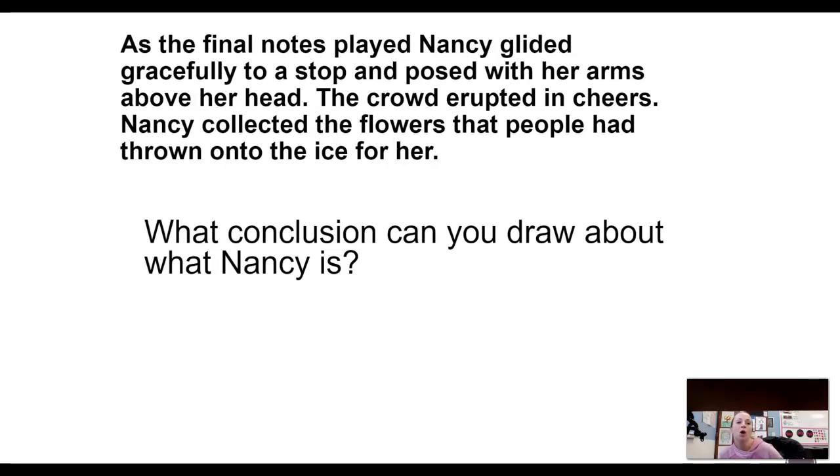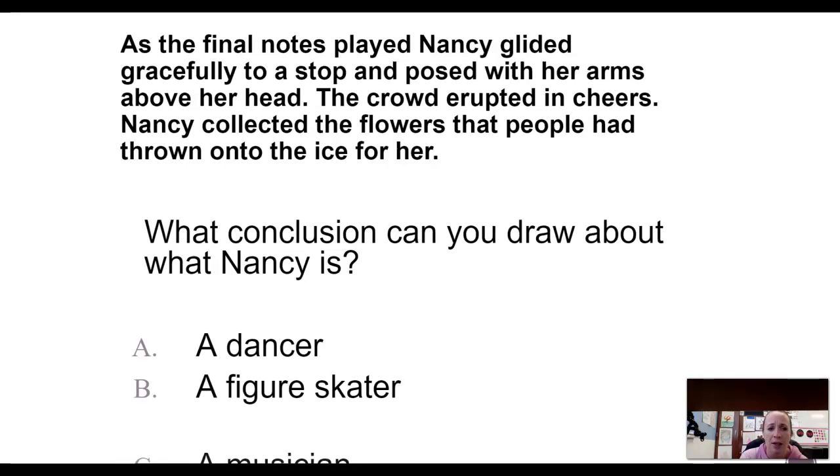What conclusion can you draw about what Nancy is? So we're trying to figure out what she is. So it says there, Nancy glided gracefully to a stop. She posed with her arms above her head. A crowd is cheering for her. She collected flowers that were thrown on the ice. So we have to use those clues to figure out what she is. Well, let's look at our choices. We have A, dancer, B, a figure skater, or C, a musician.